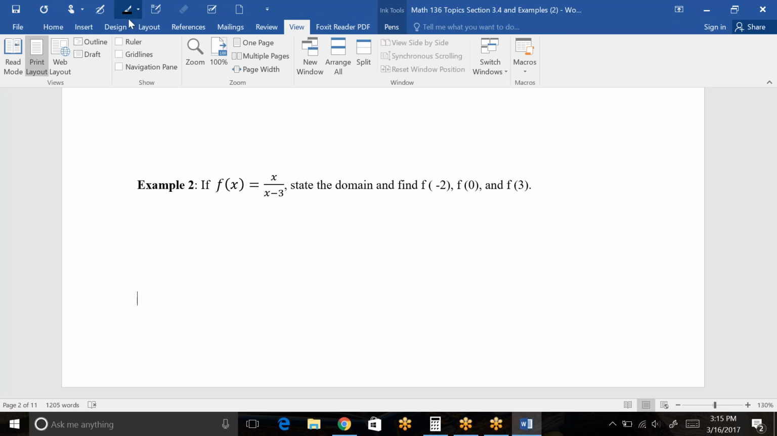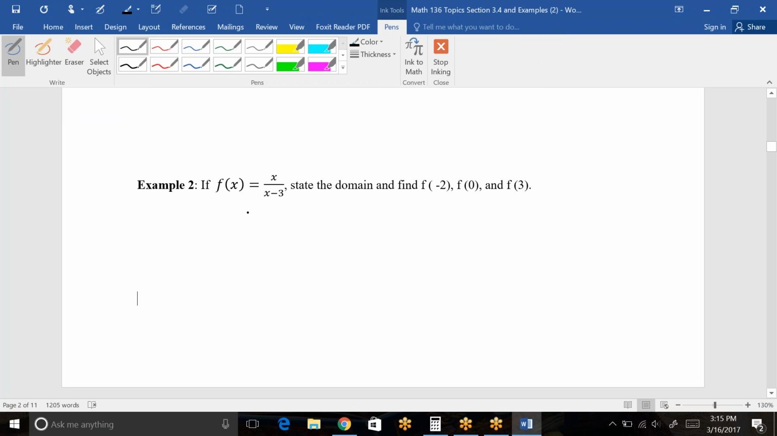Example 2 is a rational function, essentially meaning there are x's in the denominator, which means we can't let the denominator be equal to 0. So when we state the domain, we need to take into effect that 3 cannot be part of our domain. x minus 3 cannot equal 0, which means x cannot equal 3. In interval notation, the domain is negative infinity to 3 union with 3 to infinity. That's the only number that gets skipped on the number line.